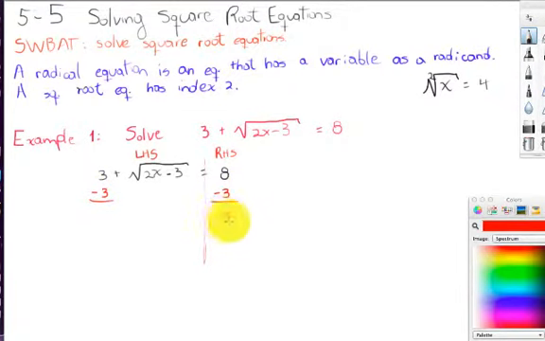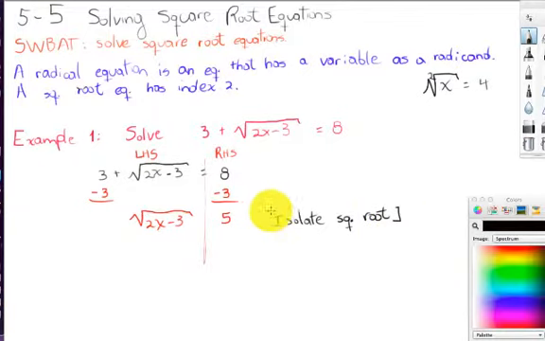So 8 minus 3 is 5. And I have square root of 2x minus 3. And I'm going to call this step isolate square root, because that's what we did. We left the square root by itself, right?